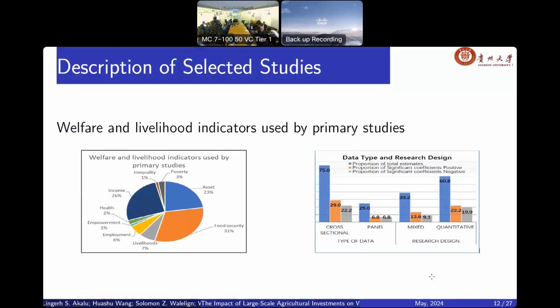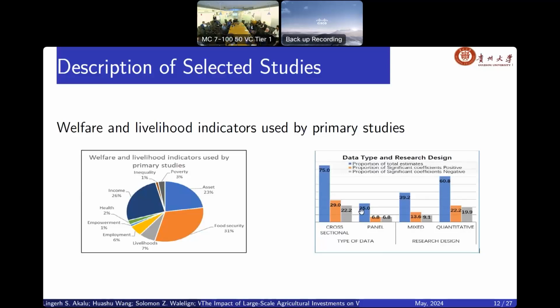If we look at the descriptive part, most of these primary studies examine the impact of large-scale investments on food security, followed by income, then assets, and there are also other outcome items that indicate welfare and livelihood, including employment, empowerment, inequality, poverty, and others.